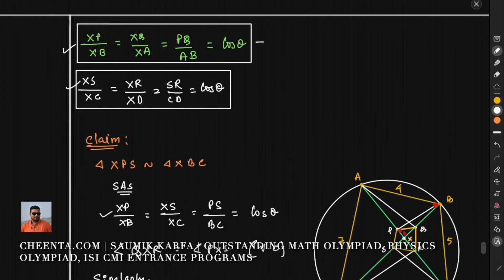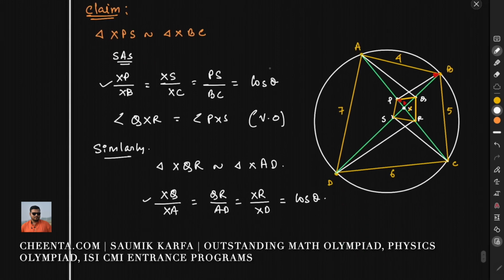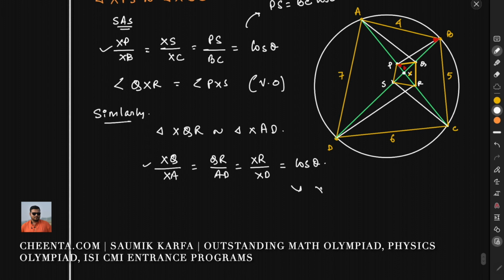So from the first relation, if you notice, we have PQ over AB is equal to cosine of theta, which implies that PQ is equal to AB cosine of theta. Similarly, from the next one, we can conclude that SR is equal to CD cosine of theta. From here, we can write PS is equal to BC cosine of theta, and from here we can write XR, or rather QR is equal to AD cosine of theta.